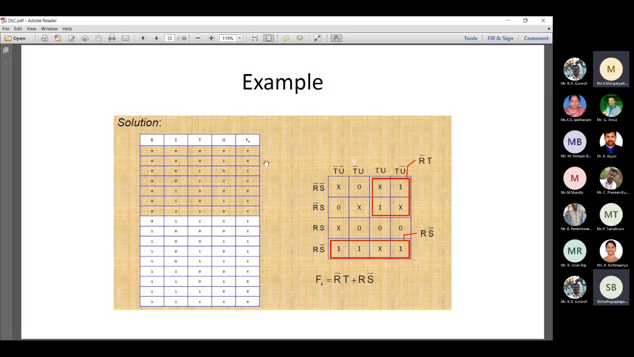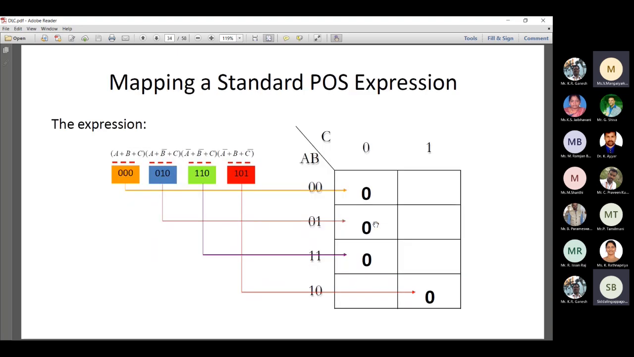Similarly, this truth table should be written in terms of 0 1 2 3. First you should convert this column into 0 1 2 3 form, and this is nothing but 0 1 2 3 4 5 6 7 8 9, sorry, 8 9 10 11 12 13. Like this you have to group it.